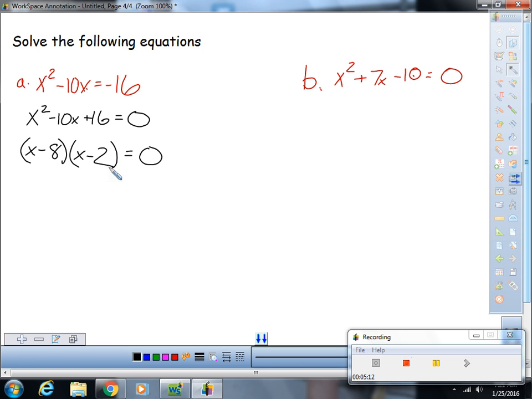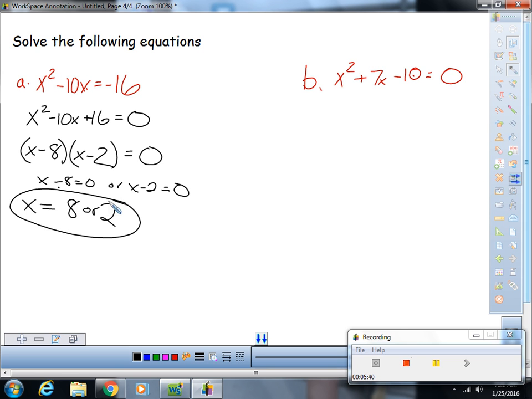And could we have written it as negative 2, negative 8? Sure we could have. Okay, so this means that either x minus 8 equals 0, or x minus 2 equals 0, just reminding you guys what the heck you're doing. Because the last thing I want you to do is just do algebra without understanding what you're doing. So that, what does that mean? X equals what? Got it?